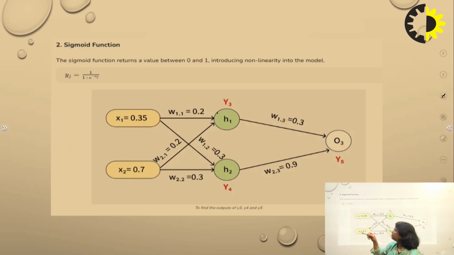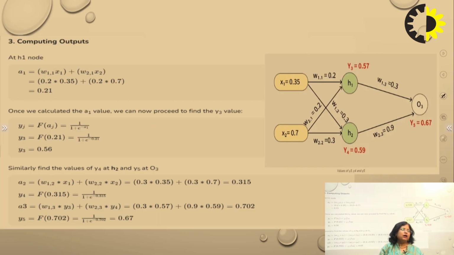Now we apply this Aj to an activation function, the sigmoid activation function, which gives values between 0 and 1. Next we move to the second layer, the hidden layer, where we calculate the activation function.